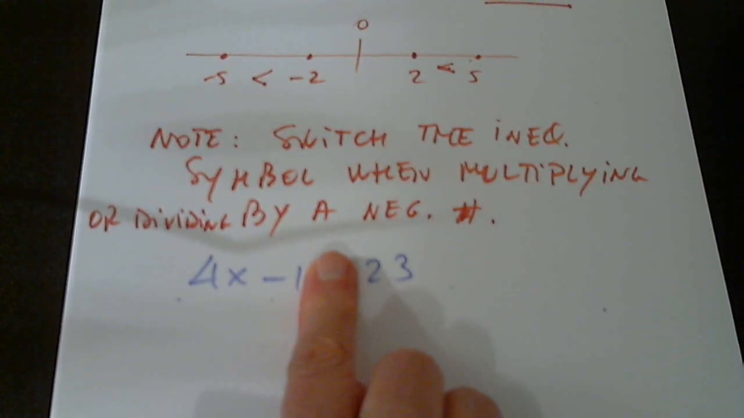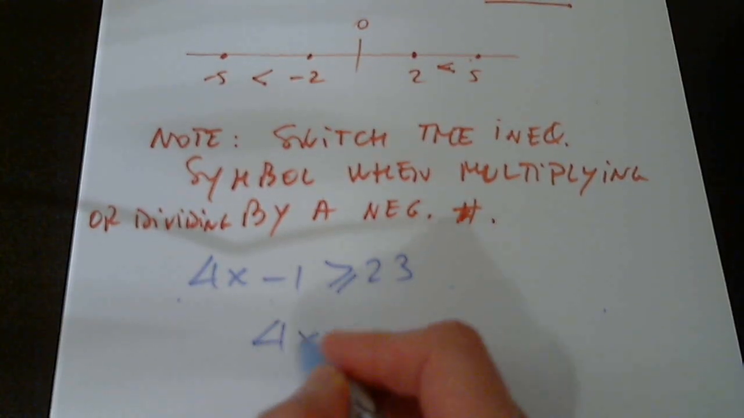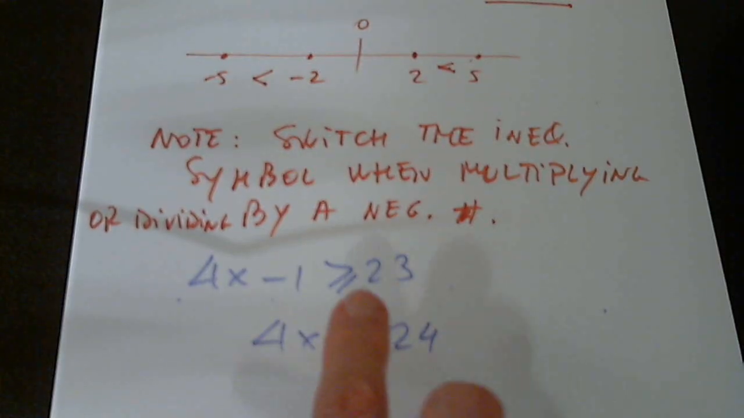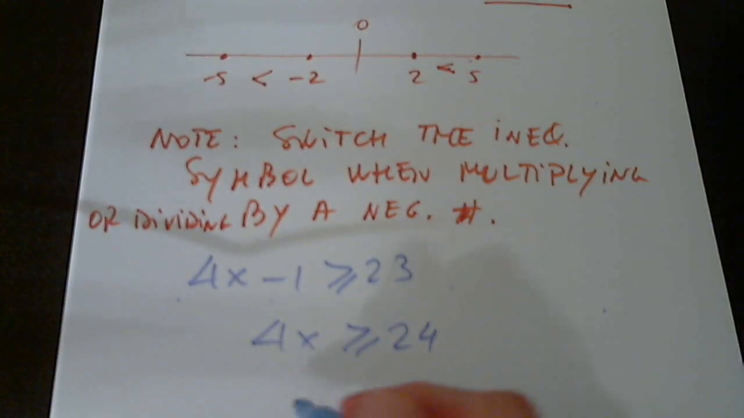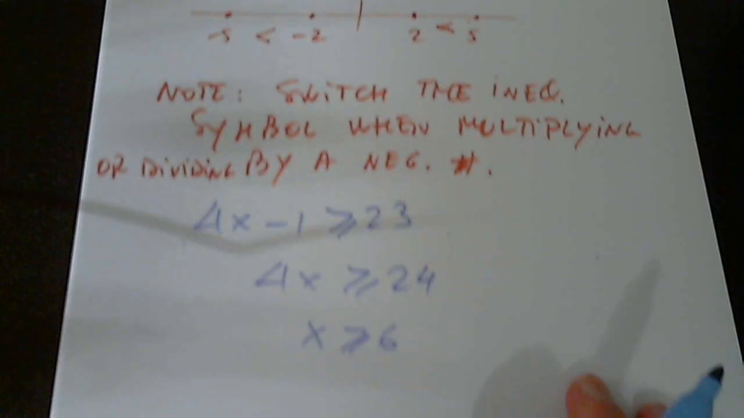So if this were an equation with an equal symbol, what would you have done first? Add 1 to both sides. Of course, that's exactly what I'm going to do. Excellent. What would you have done next? Divide by 4. That's it. Done. So x is greater than or equal to 6. This is our first inequality.